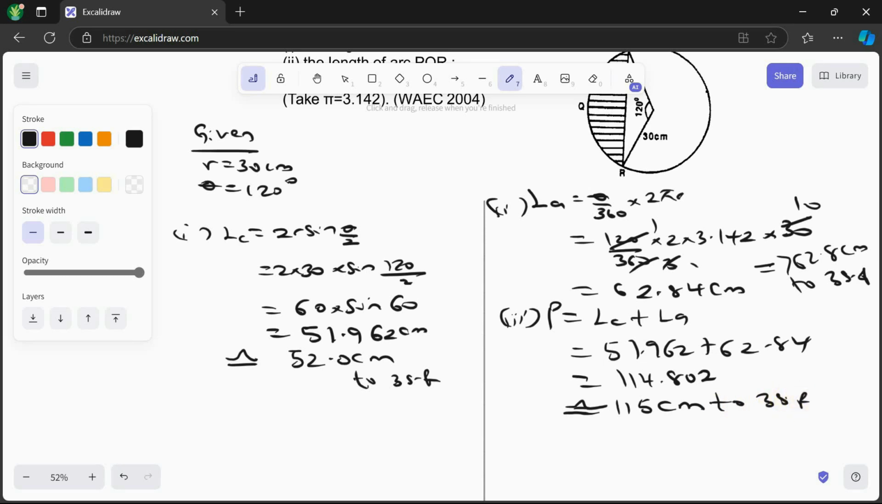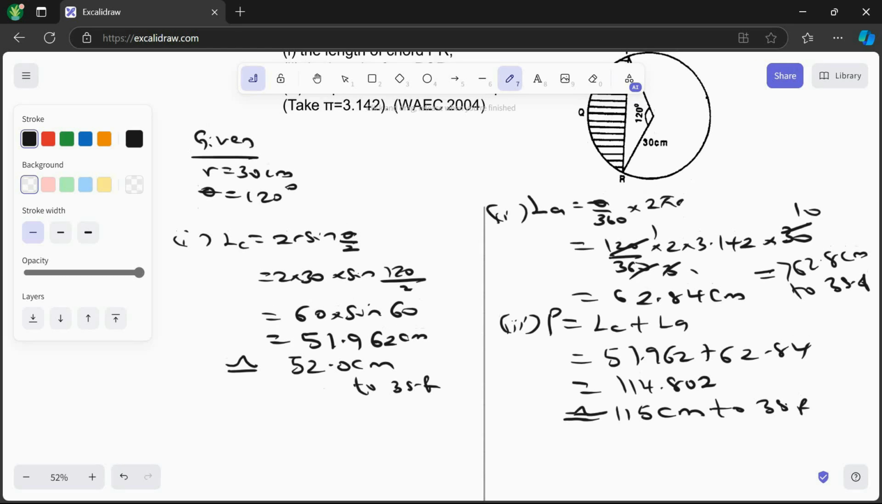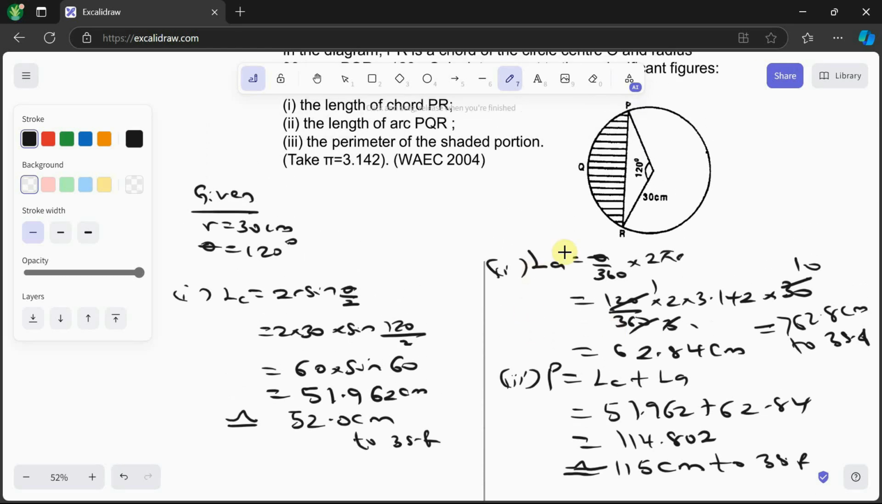So this is how we solve this particular question. You need to understand what you're solving, and if you understand the question, you won't have to be going up and down the circles. Perimeter is just the length of the surrounding region. You already have the length of the arc, you have the length of the chord. Just add them together, because that's what surrounds this shaded region. Let's see if we're correct.